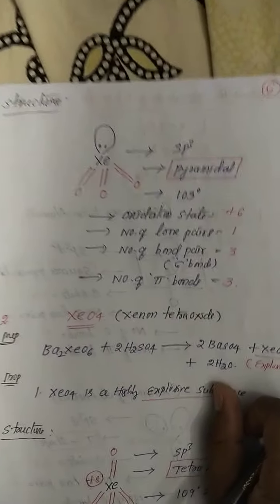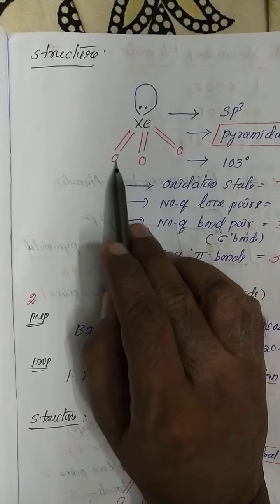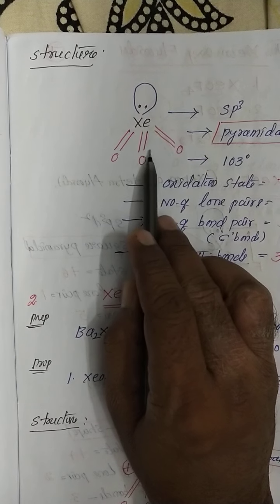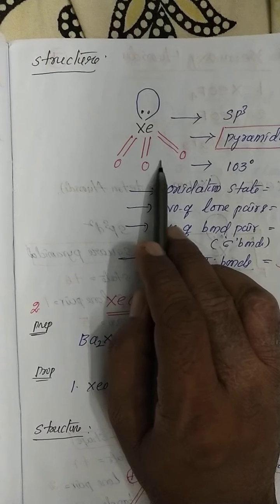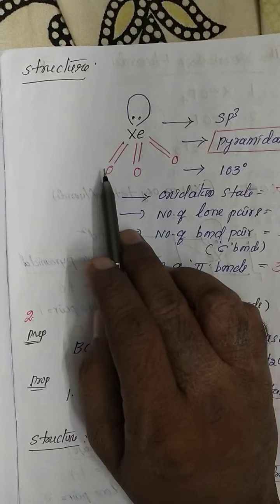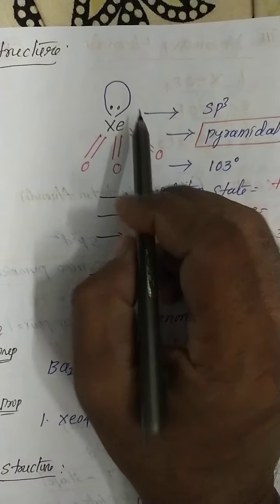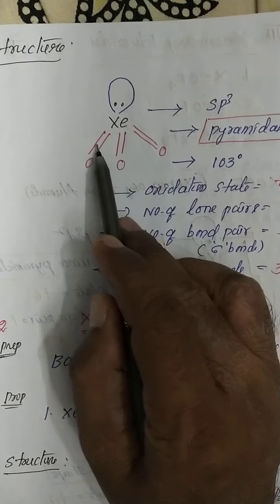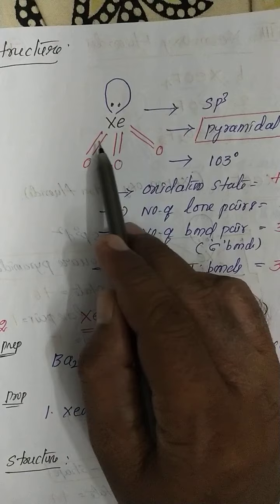Now see the structure of xenon trioxide. Each oxygen requires 2 bonds because 2 electrons are required. Oxygen already has 6 electrons, so by getting 2 electrons it becomes stable. That's why whenever it bonds with oxygen, other elements form double bonds. In the double bond, see carefully: 1 lone pair of electrons, 1 sigma bond, another sigma bond, another sigma bond, 3 sigma bonds, 3 pi bonds.